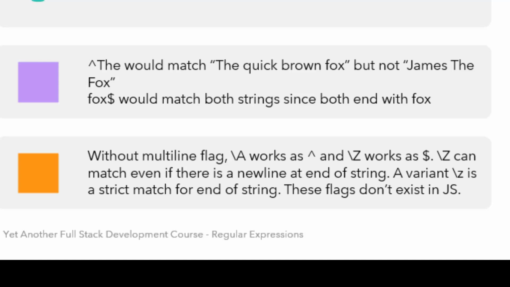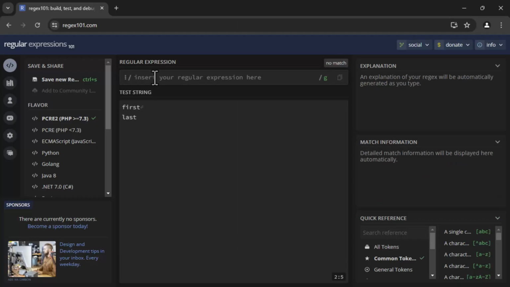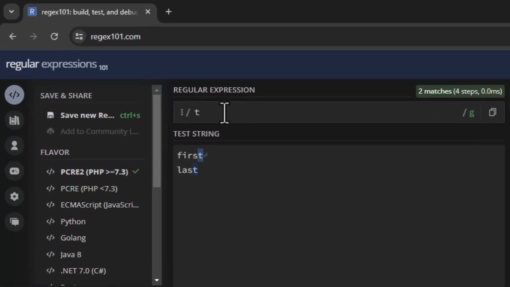So if we have two lines, first and last, on two separate lines, in fact, let's go to Regex 101 and see this in action. And let's come up with a very simple regular expression with just the word t to match, followed by backslash c. No flag set, PHP being selected, not JavaScript.